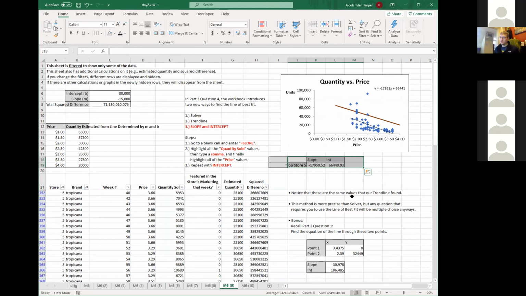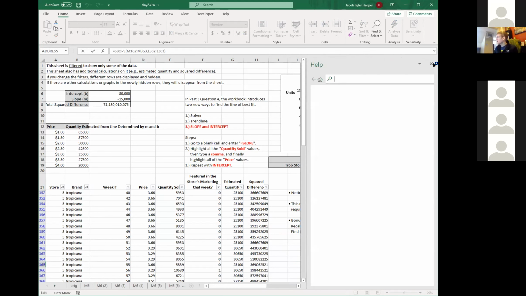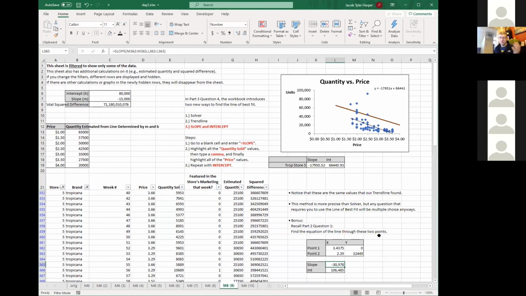Another benefit, which is the real reason I wanted to talk about this, is remember this question from part 2, question 1? You got these 2 points. Find the equation of the line that goes through these 2 points. You can just use SLOPE and INTERCEPT to find the equation of a line through 2 points, because the equation of a line through 2 points happens to be the line of best fit for those 2 points. So it's a nice little additional thing you can use these 2 functions for if you just want to find the equation of a line through 2 values.